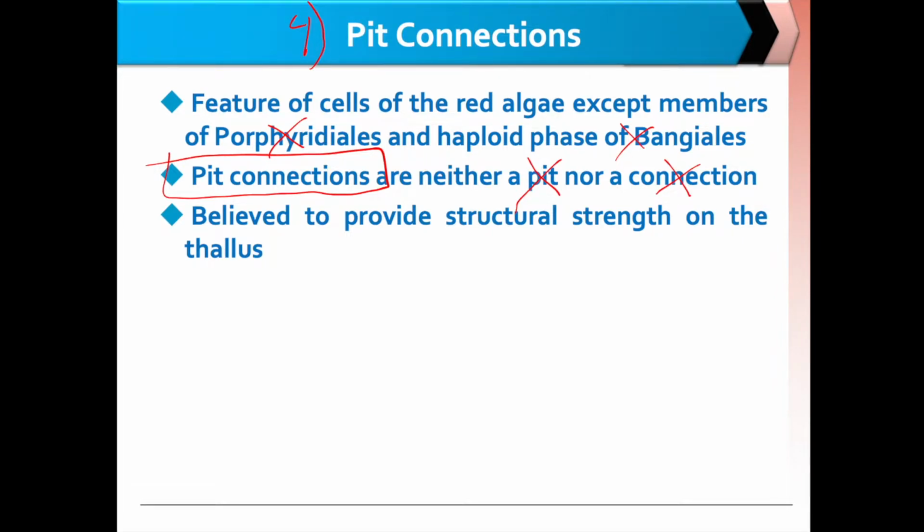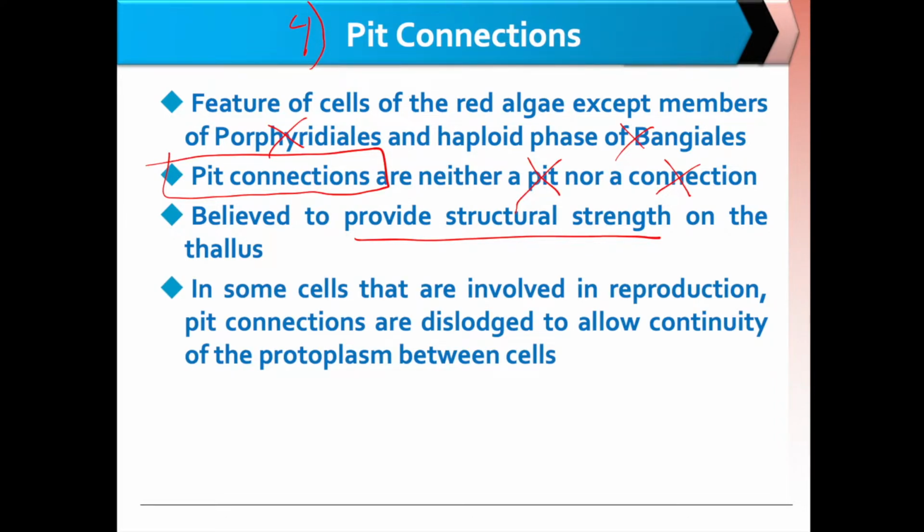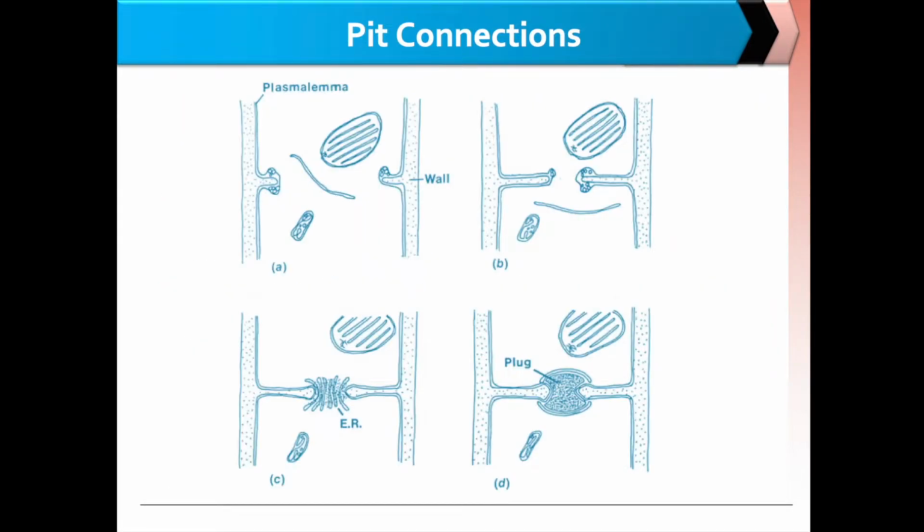Pero it's not a pit, it's not a connection, it's just there to provide a structural strength or support for your growing talus, yung lumalaki nating mga talus. Now, some cells use these pit connections in terms of their reproduction. Minsan, yung mga pit connections na to ay nadidislodge din, no? So, parang din siyang nagiging connection na, pero paminsan lang yun, no? Nadidislodge yung mga pit connections na to, yung mga plugs na to allow continuity between the protoplasm of cells. Usually, sa mga malalaking talus na mga organism yan. Yung mga flattened, multi-cellular organism.